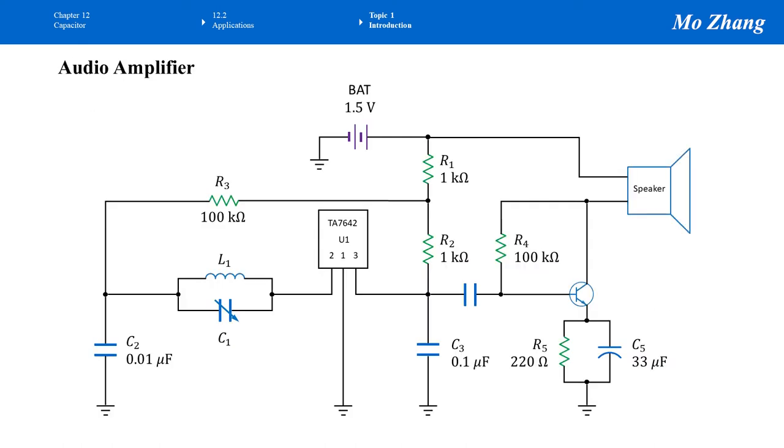This is another application of using capacitors. It's an audio amplifier. As you can see, this is a pretty complicated circuit. It has different kinds of devices such as those L's, the inductors, capacitors, resistors. There is a semiconductor device called a transistor, and the output connects to a speaker. As you can see, there are lots of capacitors in this circuit.